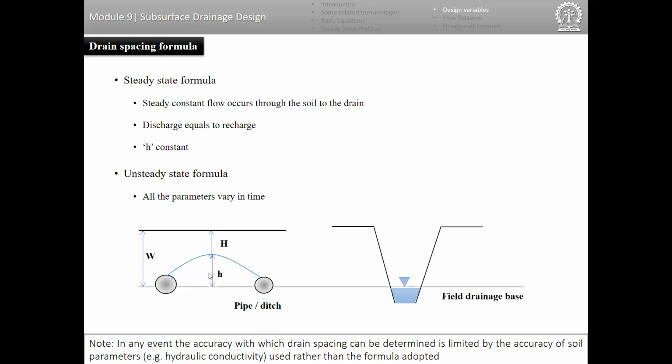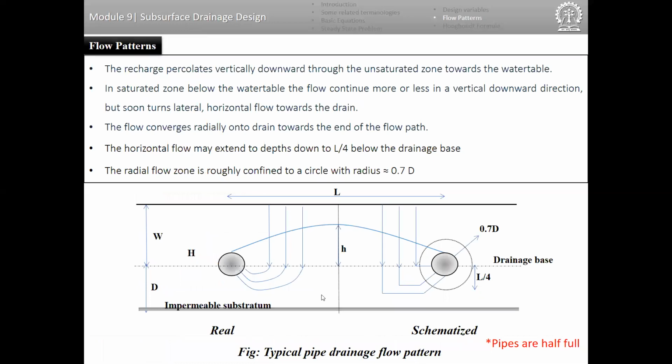In the unsteady state formula, these parameters vary with time. We have two cases of unsteady state formula: falling water table and fluctuating water table. As I said, in any event, the accuracy with which the drain spacing is calculated is basically limited by the accuracy of the soil parameters, for example the hydraulic conductivity, rather than what formula you are using to calculate the drain spacing.